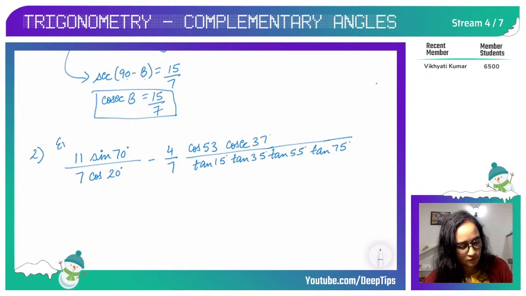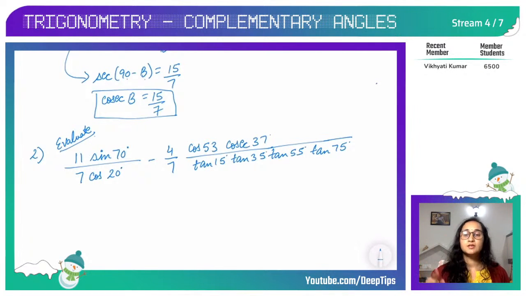So we have to evaluate this expression without using the trigonometric table. You cannot use the table to write the values for sine 70, cos 20, or 53 and 37. You have to evaluate it without using the table. This is the beauty of this question.